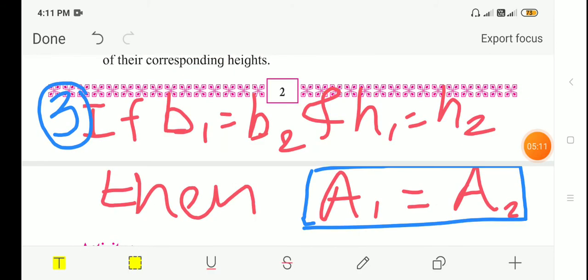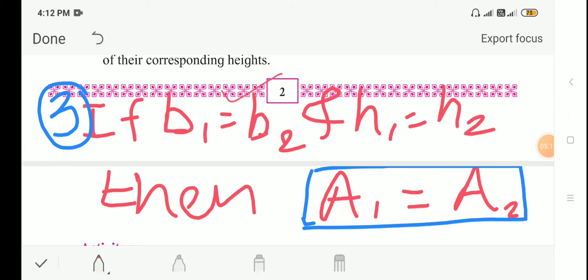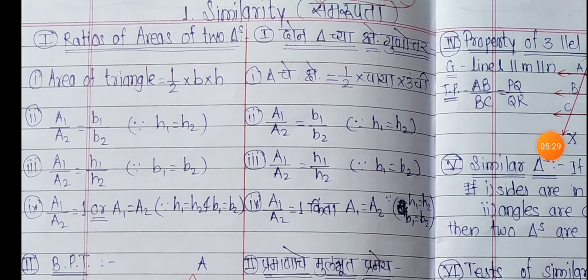Third condition, if the base and height are the same, means b1 equal to b2 and h1 equal to h2, then ratio of area of two triangles is equal to 1. That is, a1 is equal to a2, means area of the two triangles are equal. Friends, this is the first concept, ratio of area of two triangles.